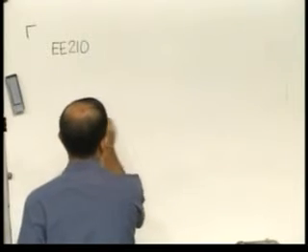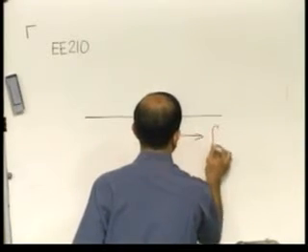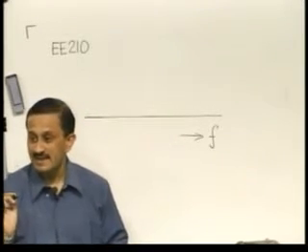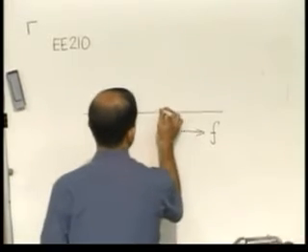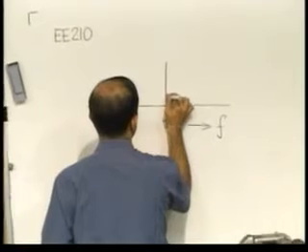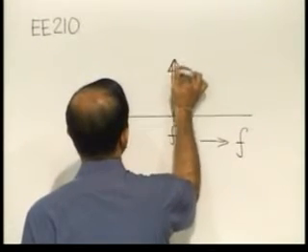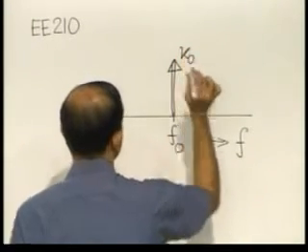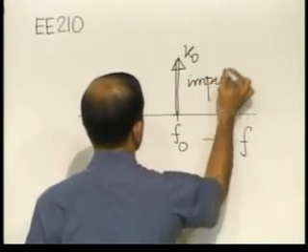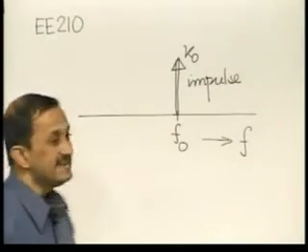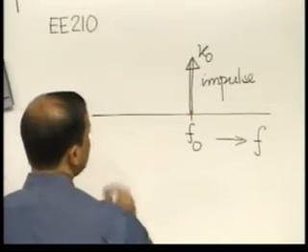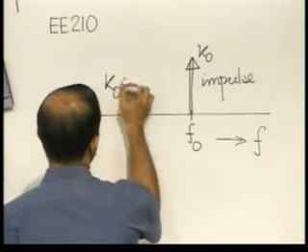This is the frequency axis. We put on the frequency axis just one impulse at the location f equal to f0. Let the height of this impulse be k0. This is an impulse. We find the inverse Fourier transform of this, right? So how do we express this function? We express it as k0 delta f minus f0.